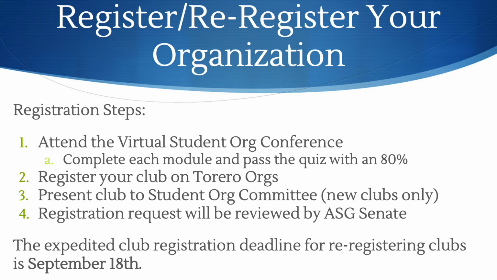The expedited club registration deadline for re-registering student organizations is September 18th. All returning clubs who register after this date will also need to present their club to the ASG Student Org Committee, so please try to register by the September 18th expedited club registration deadline.